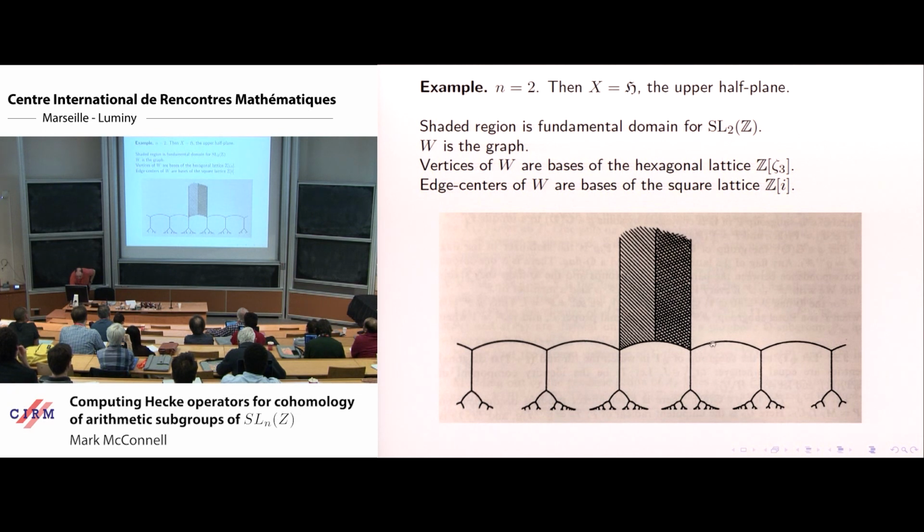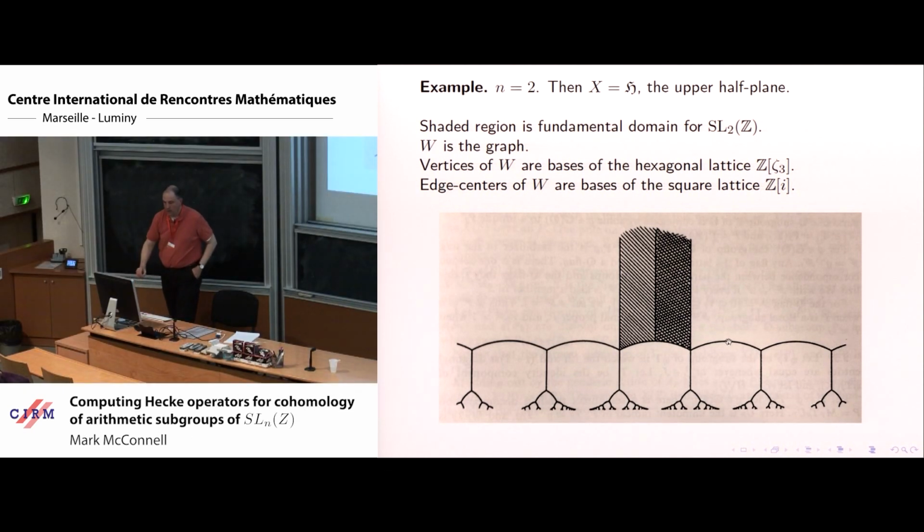So it's a graph. It's made of edges and vertices. Each edge, of course, is on 2 vertices, but it's a trivalent graph. Each vertex is on 3 edges in W. So the vertices are the perfect forms. They're the hexagonal lattices. The edge centers are coming from square lattices.